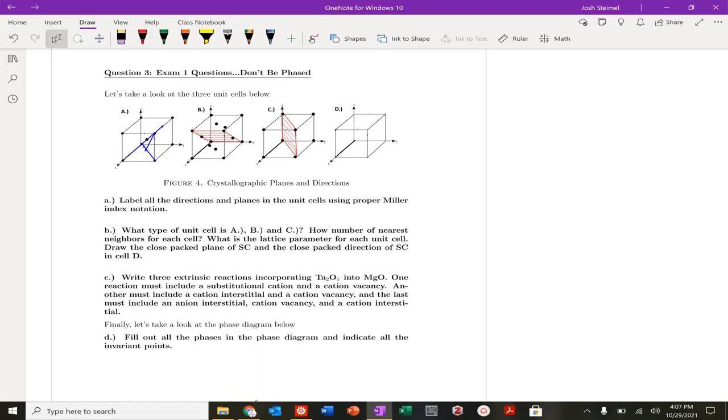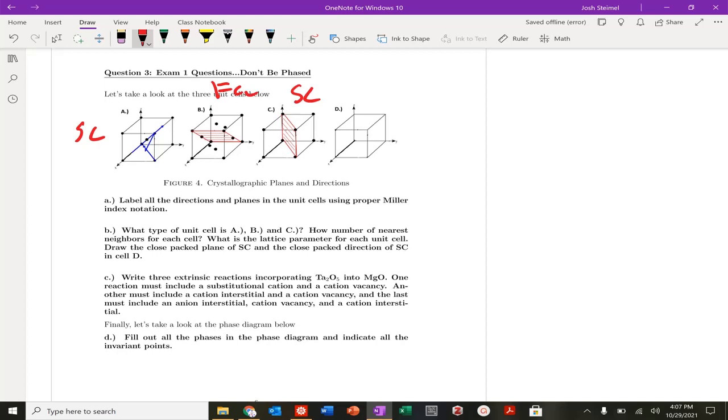And now we are at basically exam 3, question 3. So now back to exam 1 topic, so hopefully this should be familiar. Let's go ahead and get this started. Label all the directions in the plane. I know, again, this is simple cubic, this is FCC, this is also simple cubic. Label all the directions in the planes.